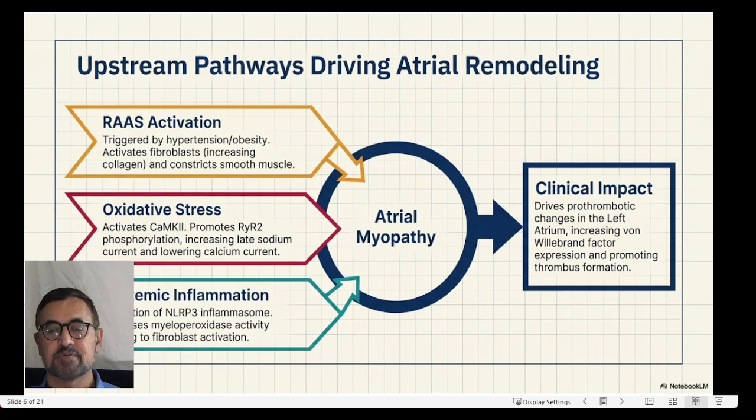There are upstream pathways to consider. Renin-angiotensin-aldosterone activation leads to fibrosis and structural remodeling that drives the substrate of Afib. Oxidative stress alters ion channel behavior and calcium handling. Systemic inflammation activates fibroblasts and further promotes atrial myopathy. Clinically, this creates a prothrombotic environment within the left atrium, increasing the stroke risk.